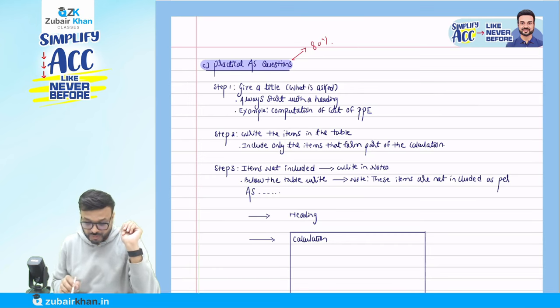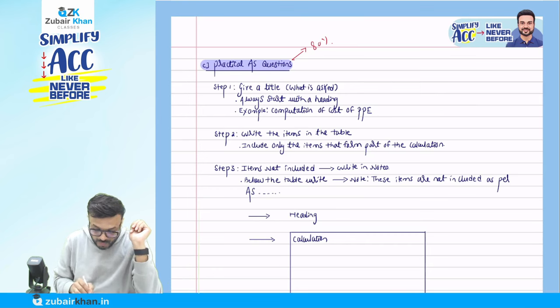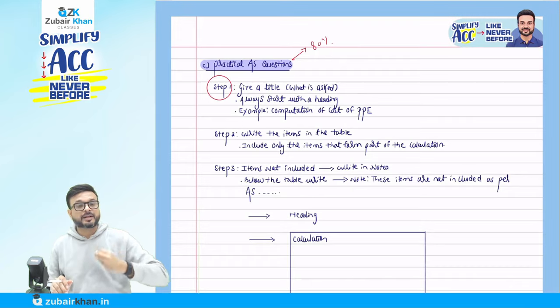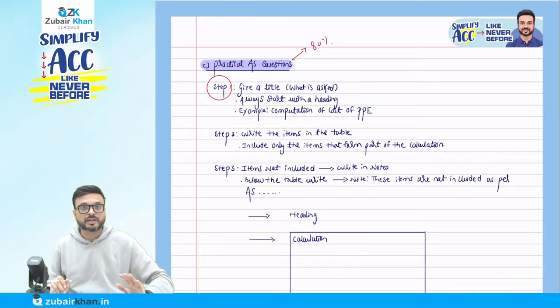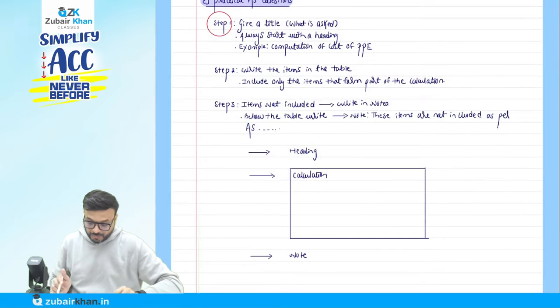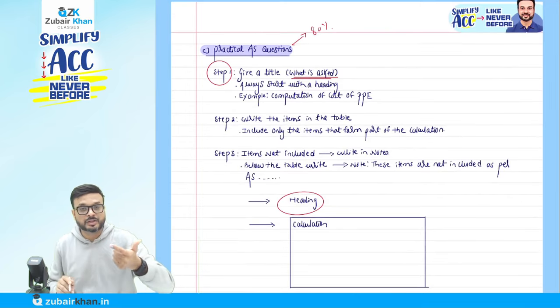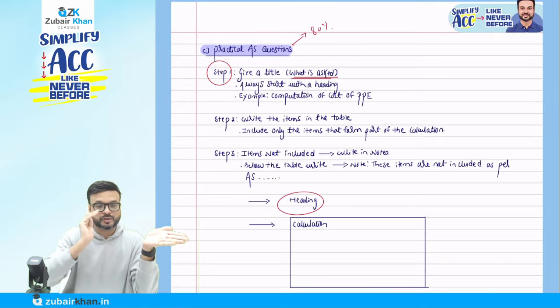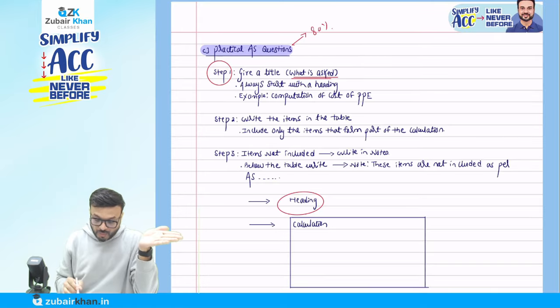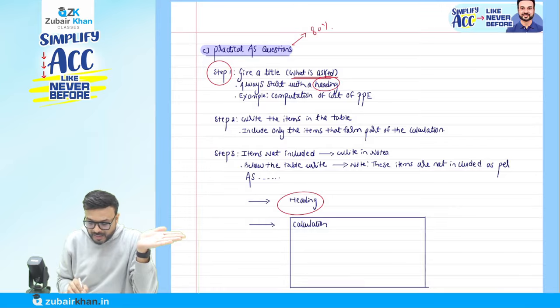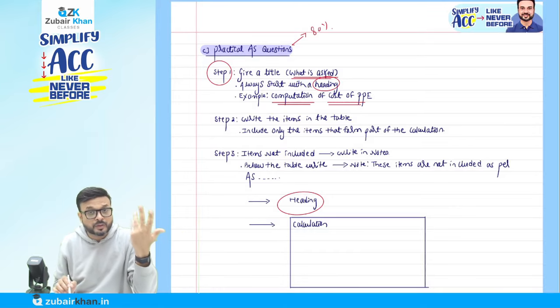Here in this practical question, the first step is, for example, they tell you to calculate the cost of PP. So you always, the first should be the heading. Always, this is step number 1. Give a title, what is asked. Suppose they ask to calculate the cost of PP. So write down calculation of cost of PP. Heading is mandatory. So always start with the heading. Example, computation of cost of PP, computation of inventory, like that.